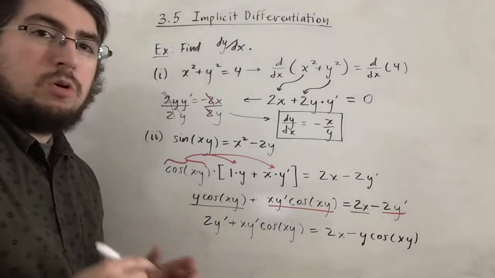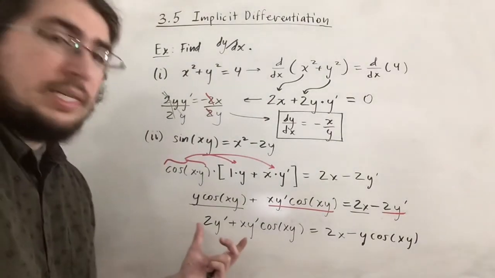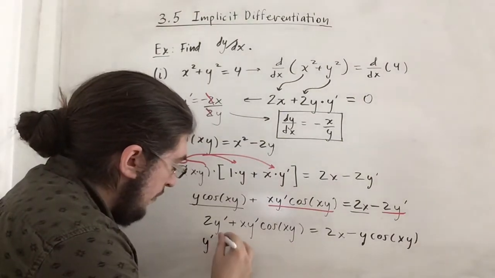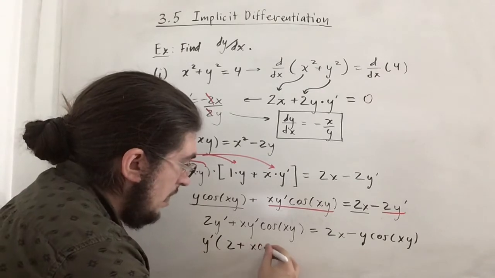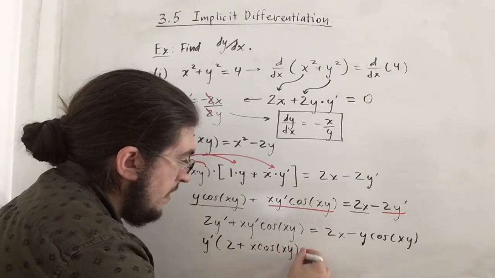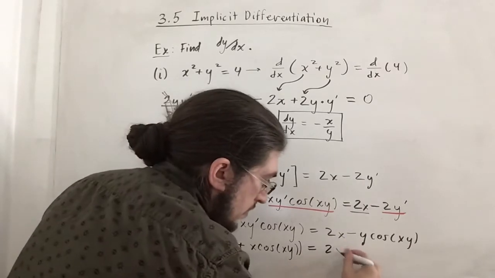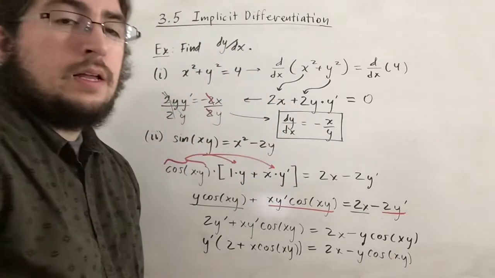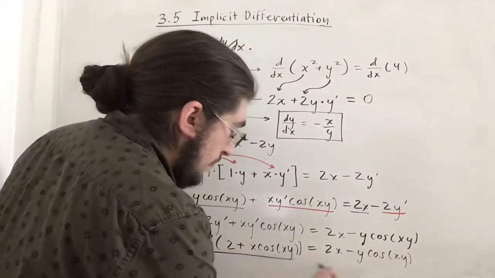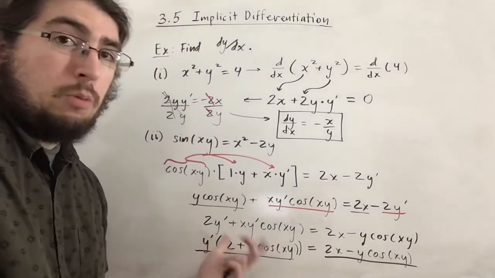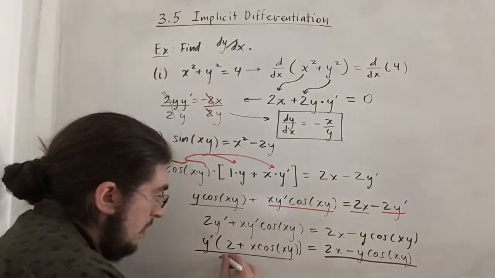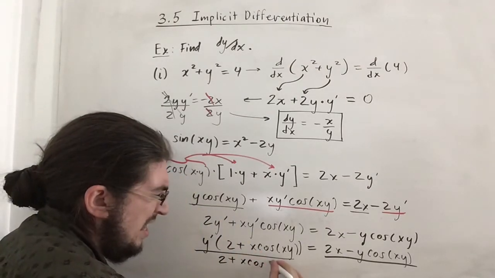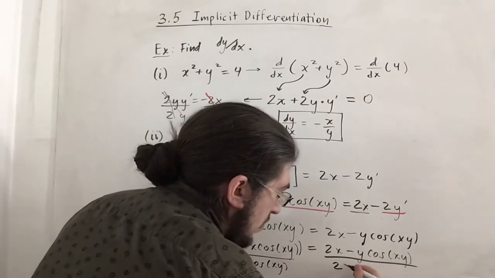Perfect. We're so close. All we need to do now is recognize that these two terms both have y prime in common, so we can factor it out as y prime outside of 2 plus x cosine of xy equals the original right side here. It's unaffected. Perfect. Now what we have to do is divide both sides by the non-y prime factor that it's multiplied to. So 2 plus x cosine of xy to both sides.